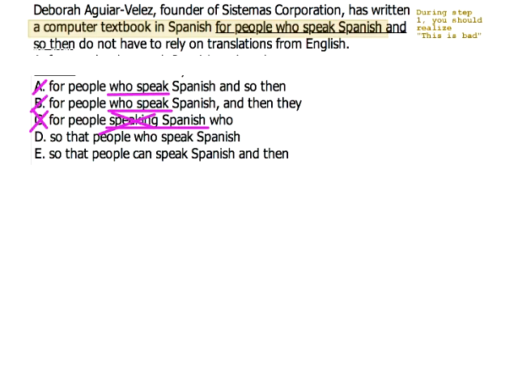Okay, but the focus of today is this and thing. So this is not an and type of situation. It's not they speak Spanish and, or it's not she has written the book and they don't have to rely on translation. And the adverbs here play a role. We have a then and we have a so.